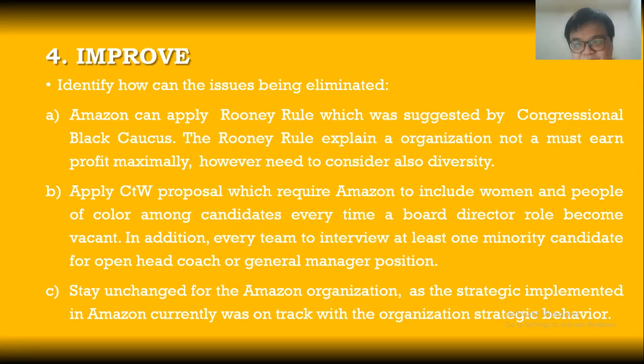So the fourth is improve. Identify how the issue can be eliminated. Below I suggest 3 ways the issue about the diversity of the board at Amazon can be eliminated. The first one is that Amazon can apply the Rooney rule, which was suggested by the Congressional Black Caucus. The Rooney rule explains that an organization does not have to maximize profit only, but also needs to consider diversity.